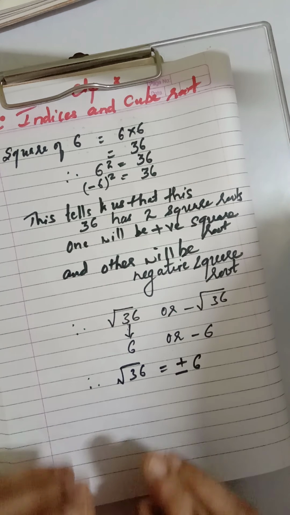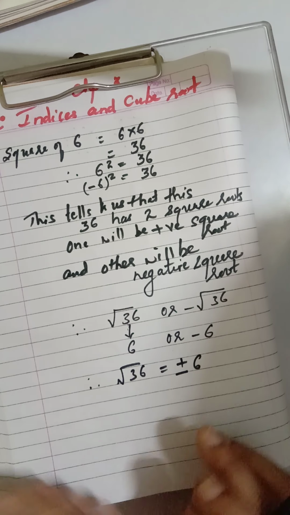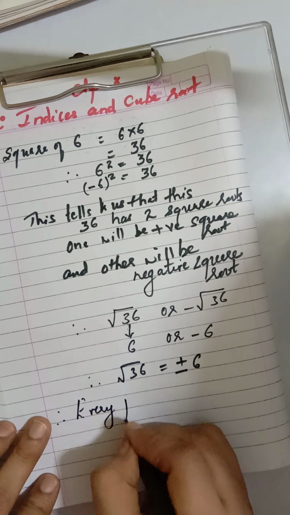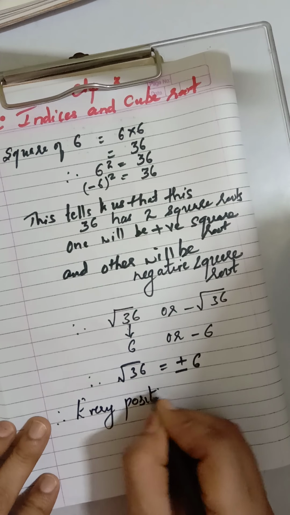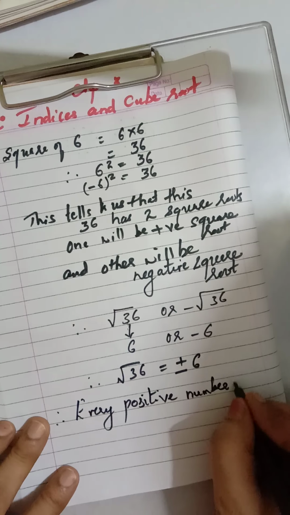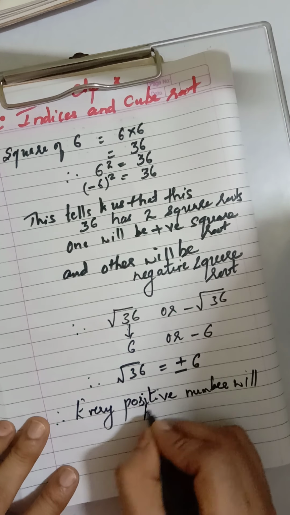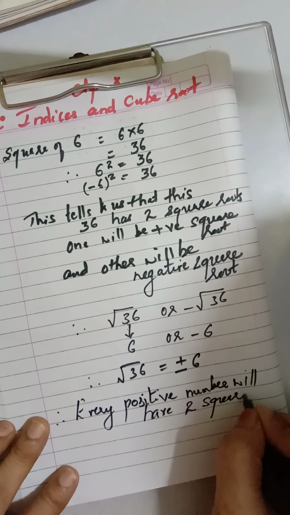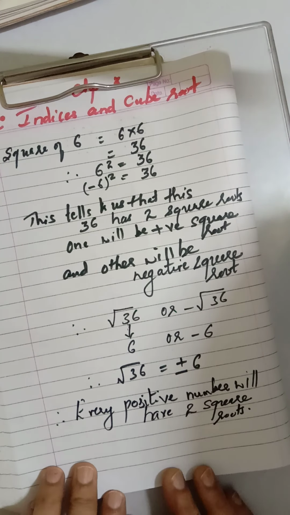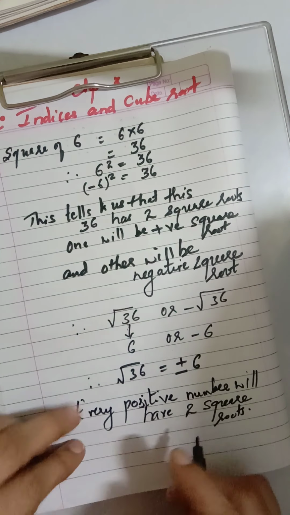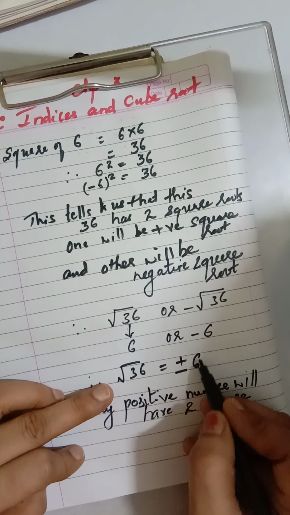That means every positive number will have two square roots. Therefore, every positive number will have two square roots. Clear? Now here the square root of 36 will be plus 6 or minus 6.